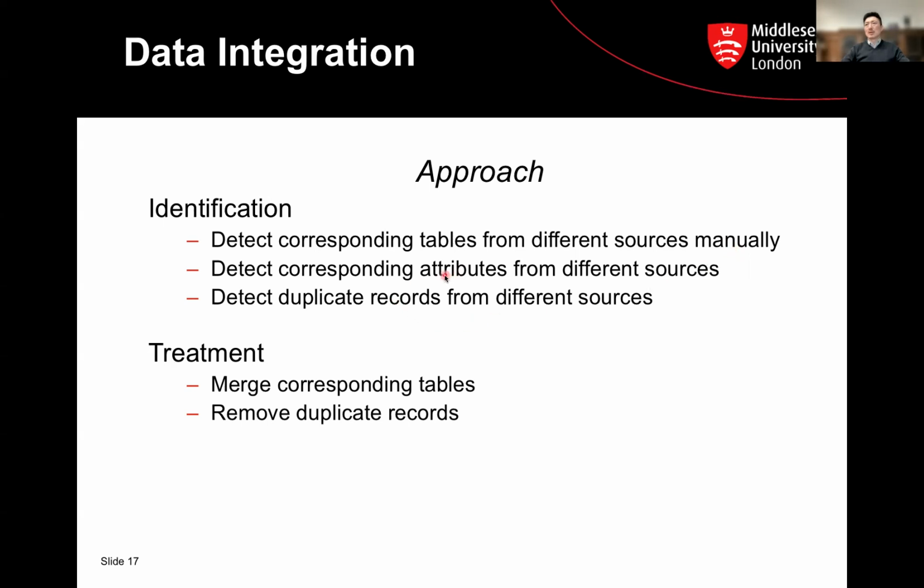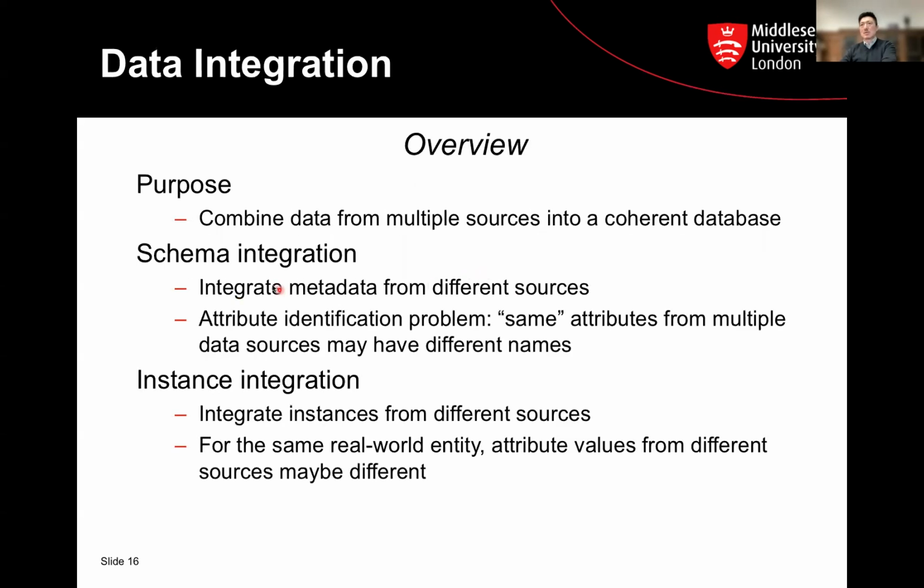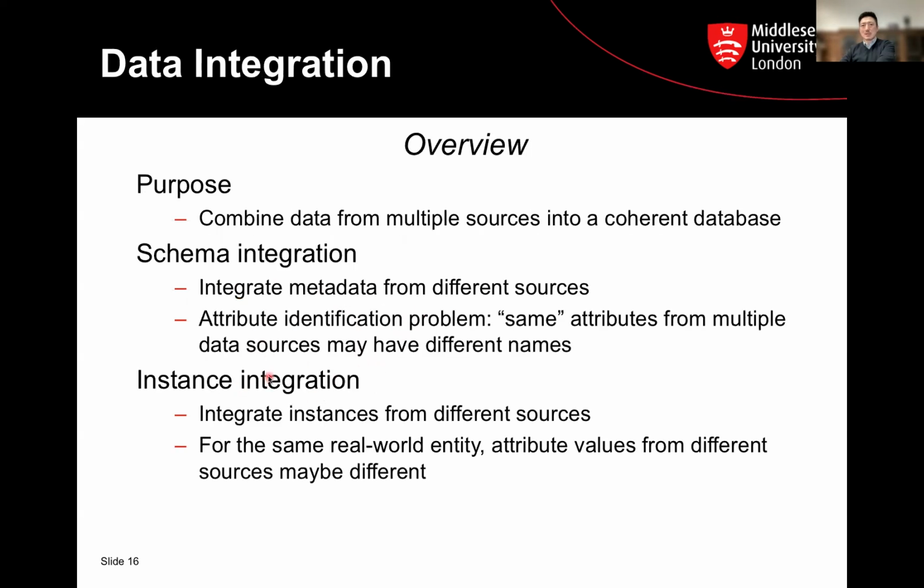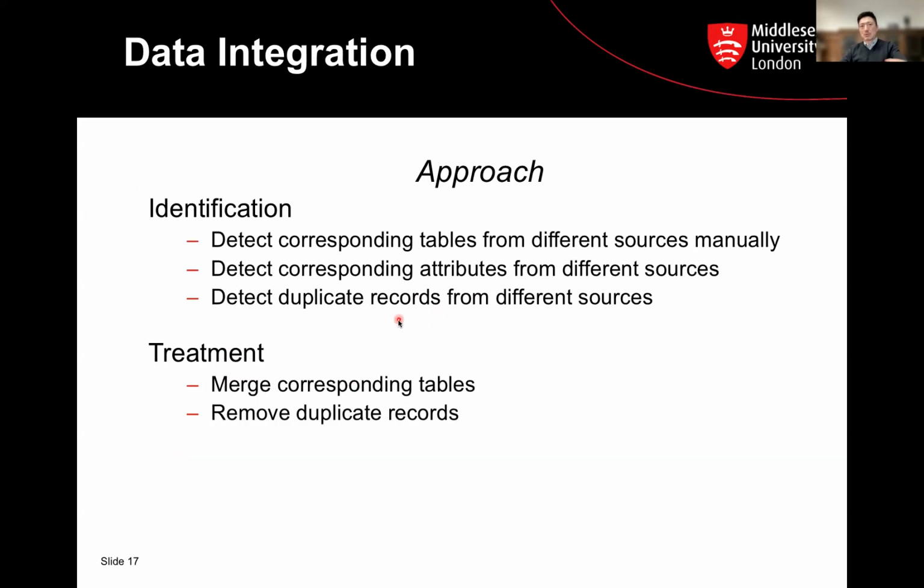And then you find the matching attributes. So this is the schema or column matching. And then you find the corresponding records. So this is the instance, the row: which row in the first collection is mapped to which row in the second collection.